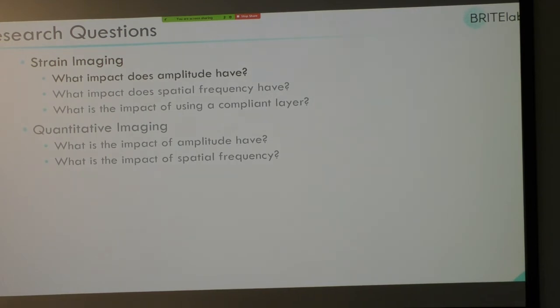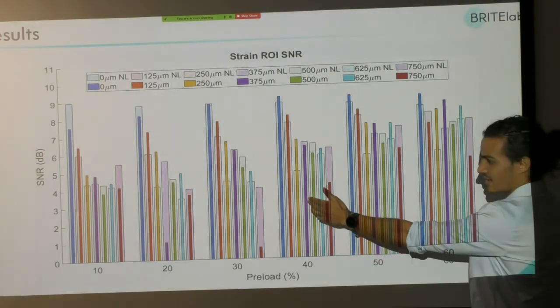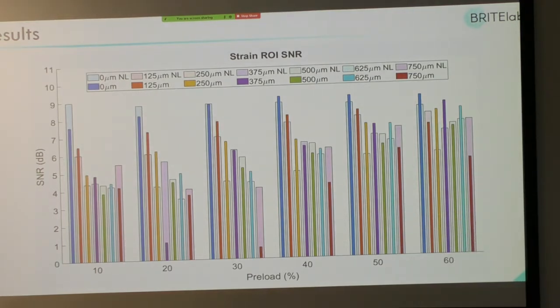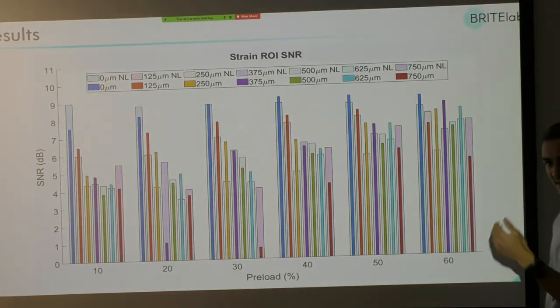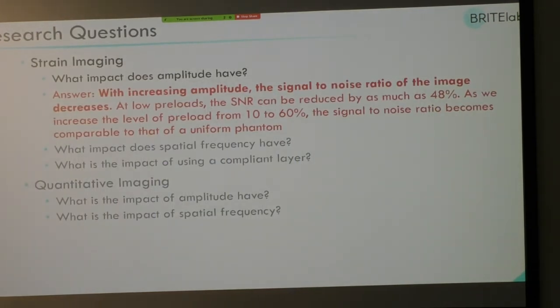All right, so this is going back to the fundamental research question. So what is the impact of amplitude on strain imaging? You can see that at low preloads, as we increase the height of the amplitude, there seems to be a decrease in signal-noise ratio. The solid bars indicate that there was a layer present. The transparent ones indicate that there was no layer. And this effect seems to decrease as you increase the preload to comparable to what the uniform phantom was. So yes, as we increase amplitude, signal-noise ratio decreases, but that can be nullified by increasing preload.